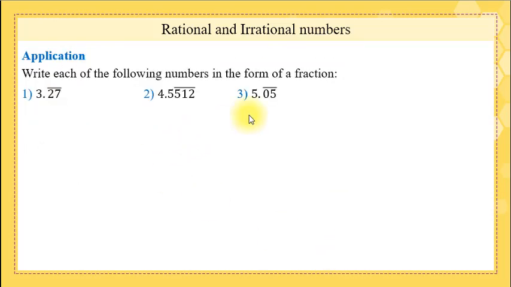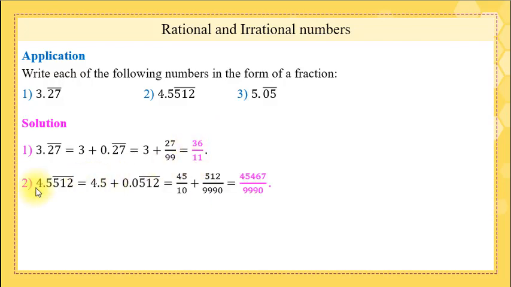Application. Stop the video and try by yourself. The solution. First one, 3.27 bar. We decompose this number to get 3 plus 27 over 99 and calculate to find 36 over 11.